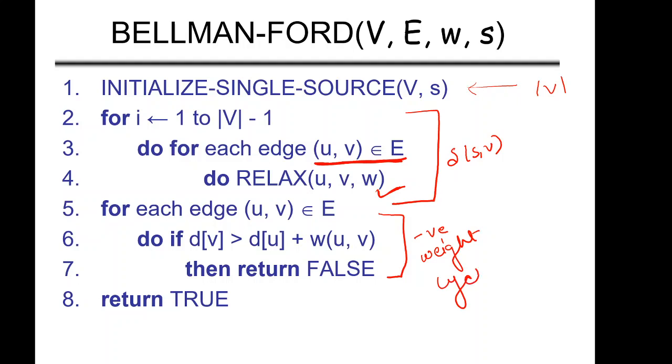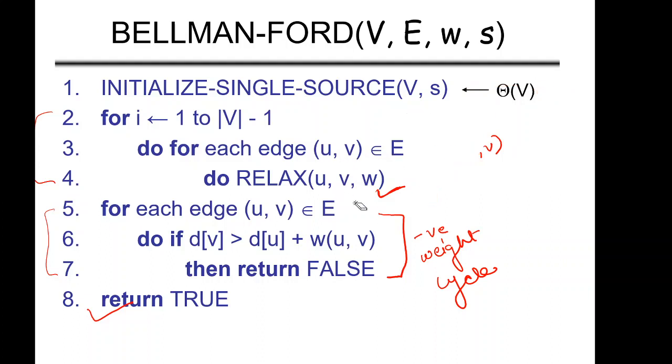Once we run this algorithm from 2 to 3, we have the shortest path, but still if we can reduce it further, then we will say there is a negative cycle. Otherwise we will return true, meaning there is no negative cycle, and we have all the shortest path weights. Now let's have a look at the complexity.